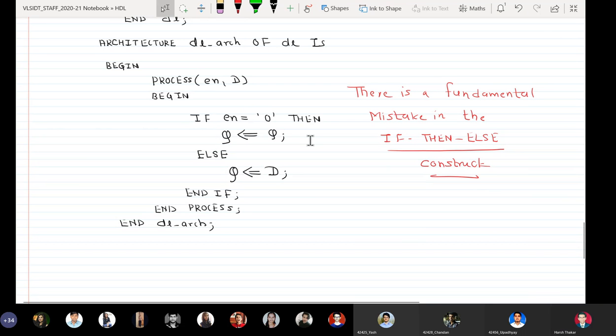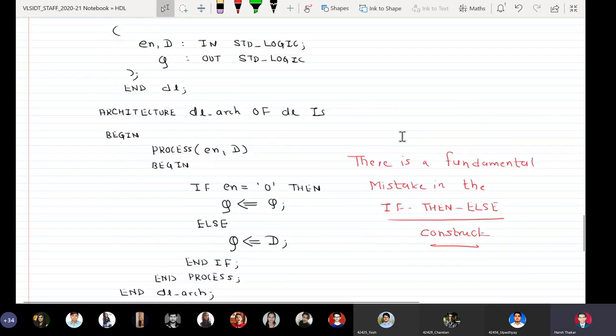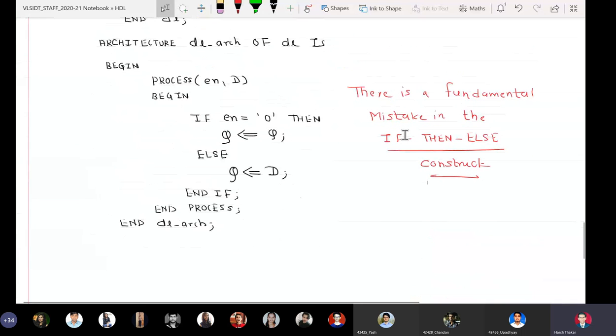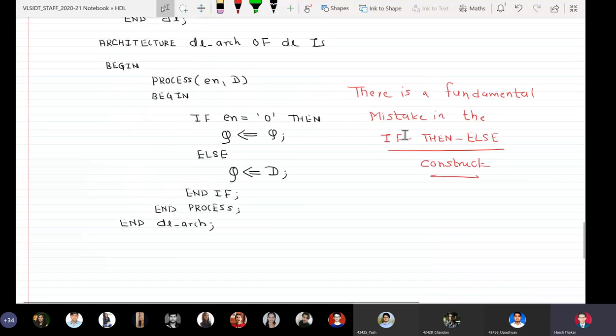Can anybody point out the fundamental mistake done by me? There is no mistake in the entity declaration, but there is a mistake in the architecture body. Yes, students, answer. Sir, Q should be in the process sensitivity list.